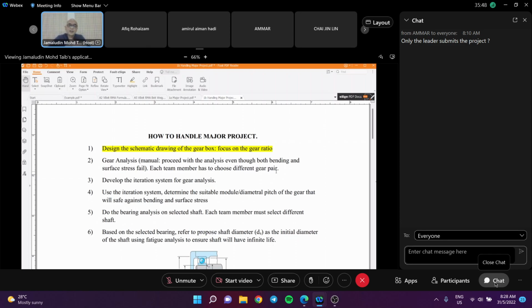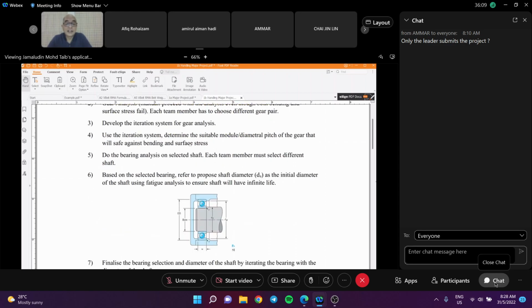All right, if you get a value where, for example, bending fails and surface is fine, there's something wrong, because bending should be the most critical. Roughly 6 and above for bending, and that means the surface stress is going to be 1.2 to 1.5. It might be different. After that, remember the bearing.